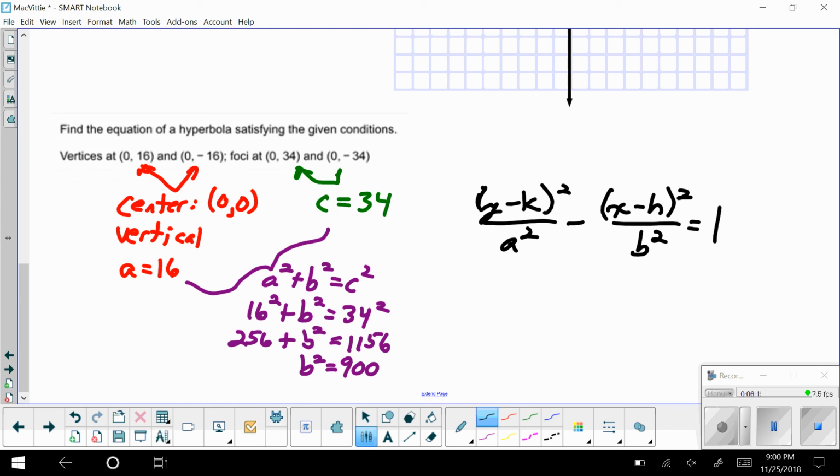So my center was at 0, 0. So I have a y squared, I have an x squared. A squared is 16 squared, which is 256. We found that b squared was 900. And there's the equation for our hyperbola.